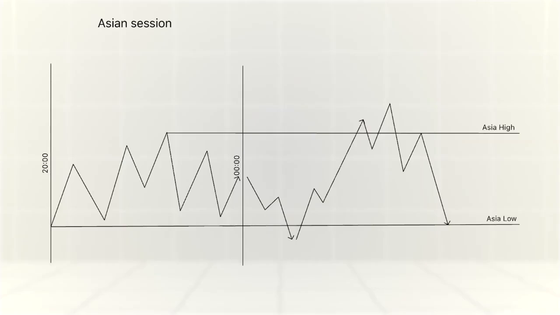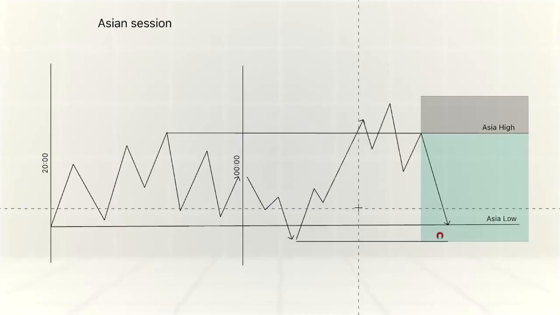So once Asia high is taken and the market gives us a structure shift, we take the retest of the Asian high, place our stop above the high, and target the draw on liquidity below. That is one valid entry model using this strategy.